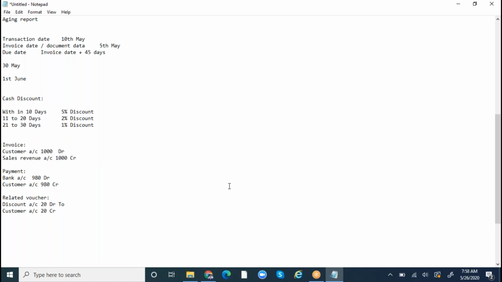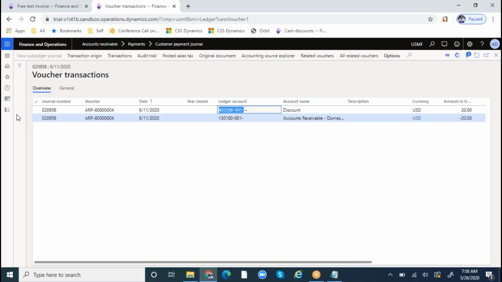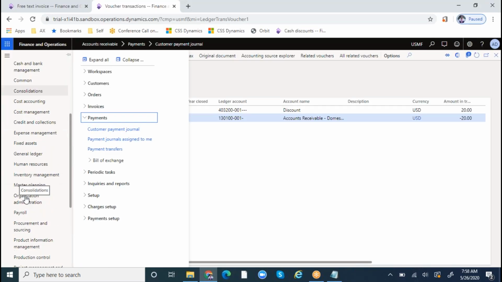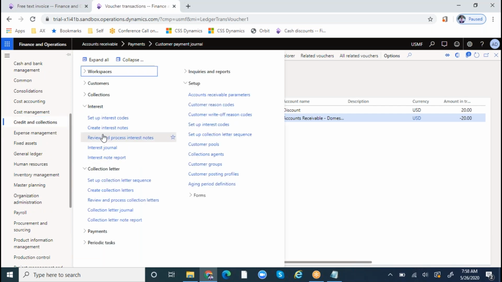I have a doubt. I'm clear on discount. How about the interest part? When a customer is delaying beyond the due date, we will charge interest. For that, interest calculation is one more functionality available in Dynamics AX. That is another function you will understand later, but not now.